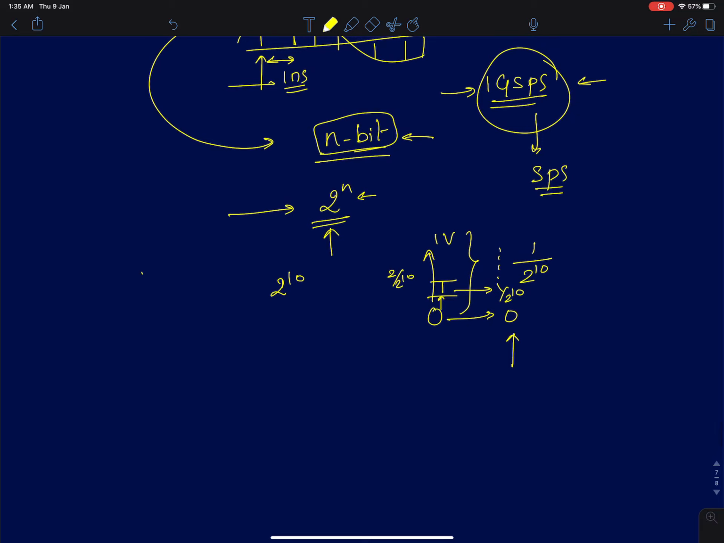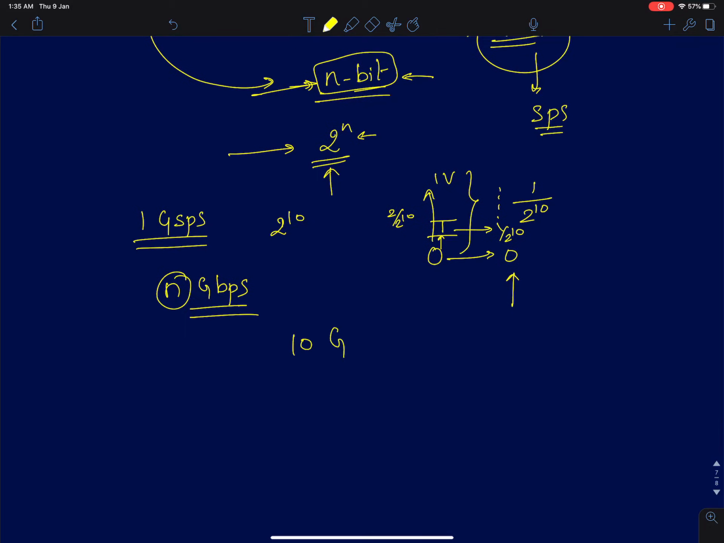1 gigasample per second is in terms of samples. In terms of bits, each sample is getting mapped to n bits, so it's going to be n gigabits per second, because I have to multiply by the number of bits. So if n is 10, you are going to get 10 Gbps, gigabits per second. This is the speed with which the data is being sampled.